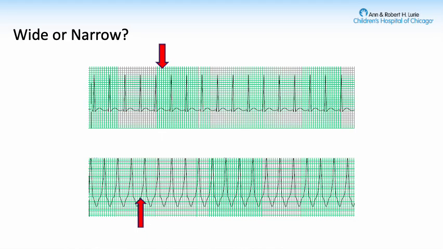When we talk about QRS, is something wide or narrow, we're talking about what does this QRS actually look like? Here's an example of narrow QRS morphology. Here's an example of wide QRS morphology. We could get into the nitty-gritty details of unusual complex tachycardias, but that's really a cardiology-specific conversation. And so for the purposes of this talk, we're going to keep it as we're either wide or we're narrow.